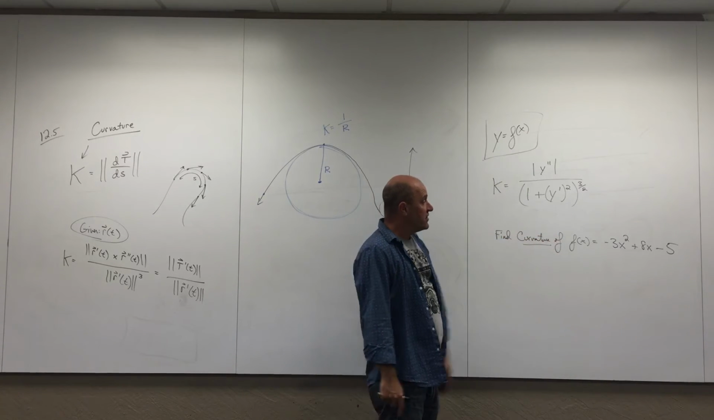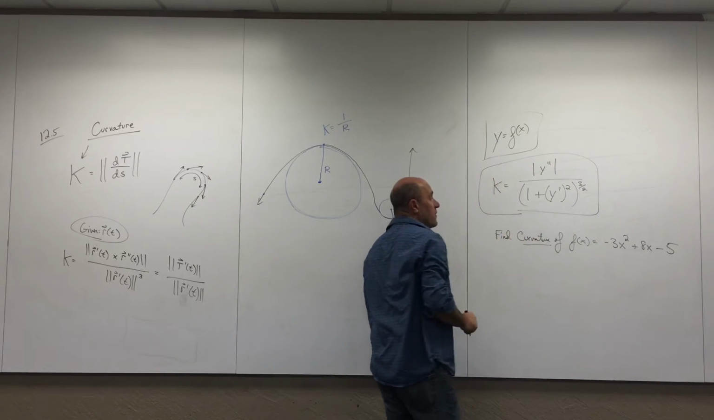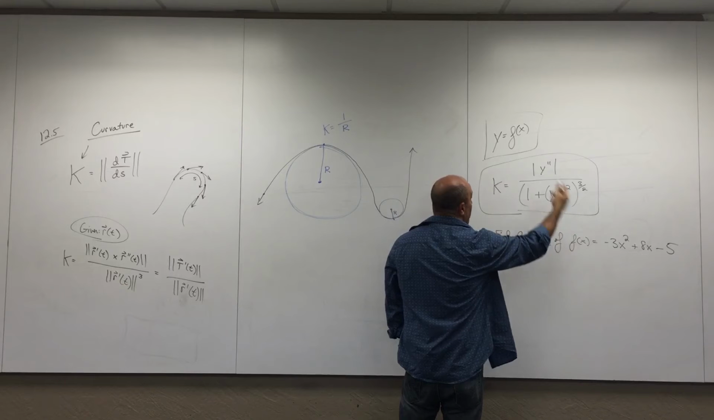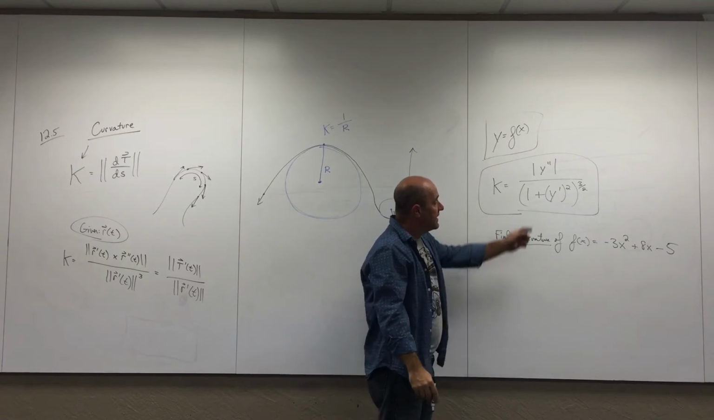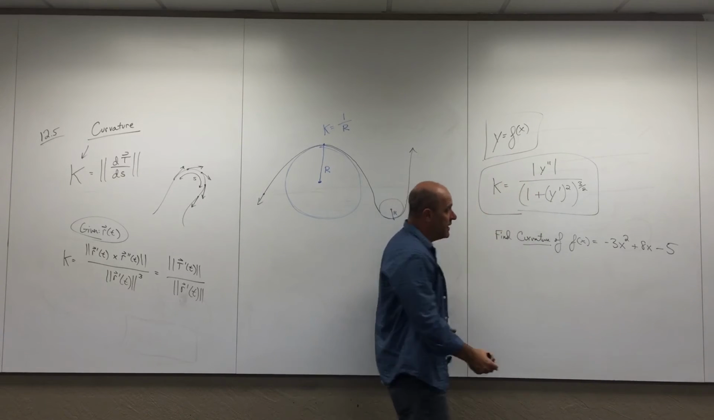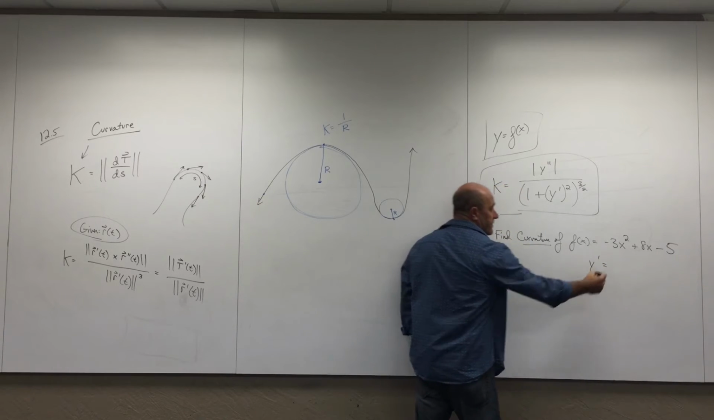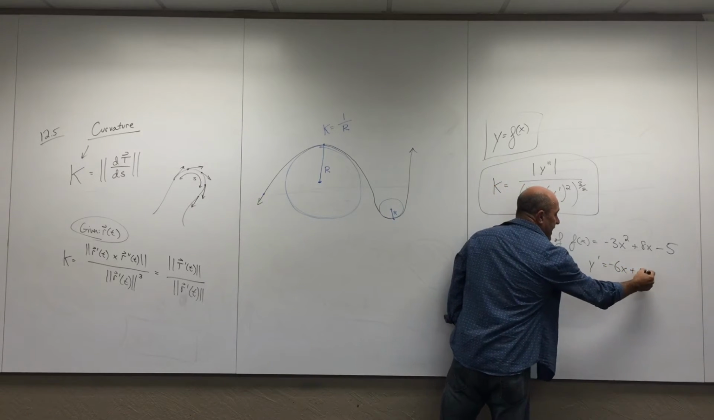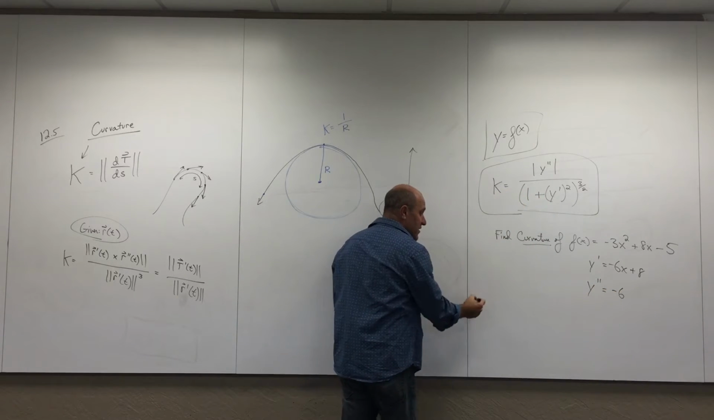This is my function, and according to this new cool curvature formula, if I have y just as a function of x, I need y prime and I need y double prime, and then I need to fill in this formula. Okay, help me out. What is y prime? Negative 6x plus 8. Thank you very much. And then what is y double prime? Negative 6. And so here we go.